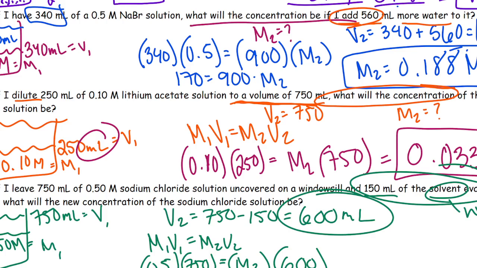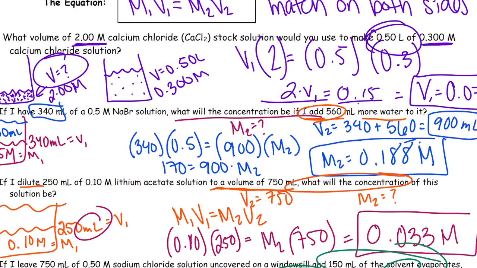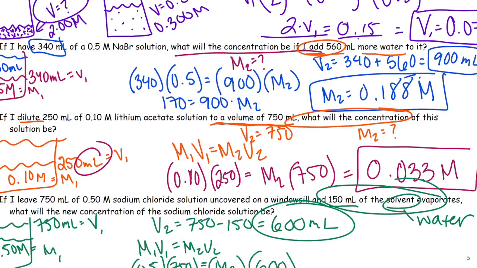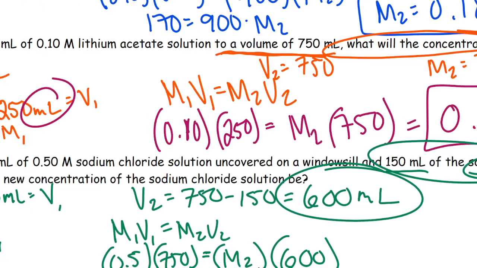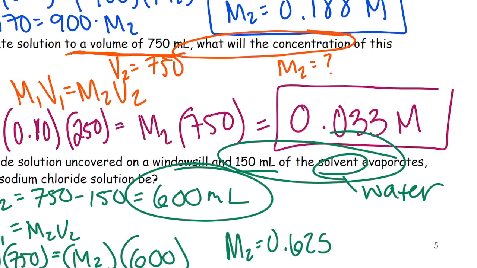Higher, right? It'll be the opposite of what it was for the previous ones, because all of these other ones talked about diluting a solution or adding more volume, watering it down, versus this one, which is going the opposite direction. So if I do 0.5 times 750, that gives me 375, and then I would divide that by 600. So 0.625. So my M2 equals 0.625. Is that right? And what is our unit?